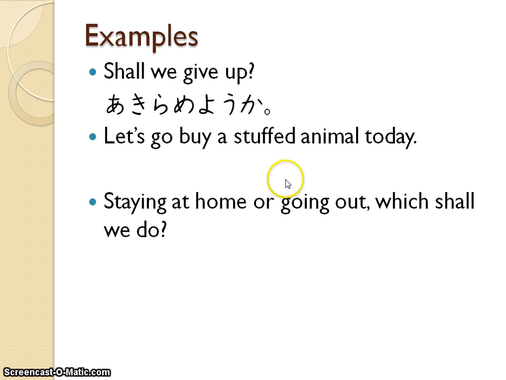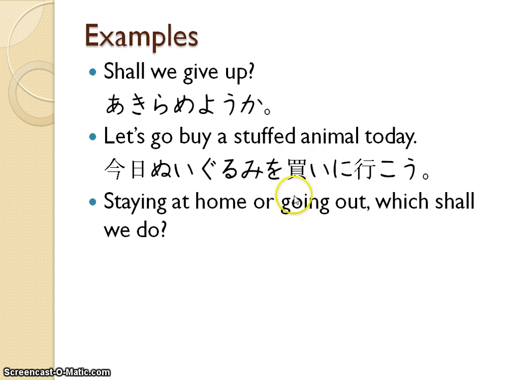Very simple. Okay, let's go buy a stuffed animal today. Okay, so this one, it'll be kyo, right? Nuigurumi o, that's what you are buying. Now, you are going to buy. The act of buying is almost like a noun. So buy would come first, and then go would be the final action that you put at the end. So it'll be kyo nuigurumi o kai ni iko. Now, this is how you make this.